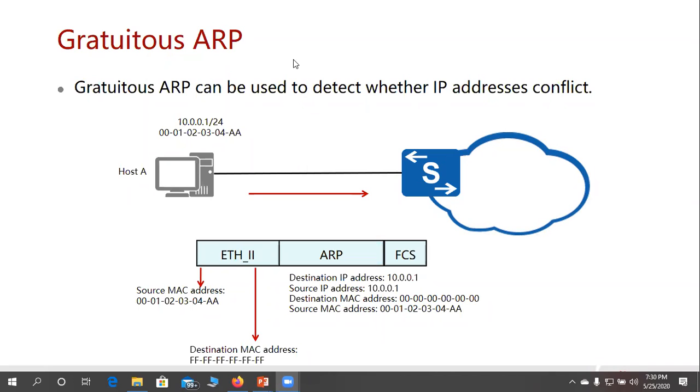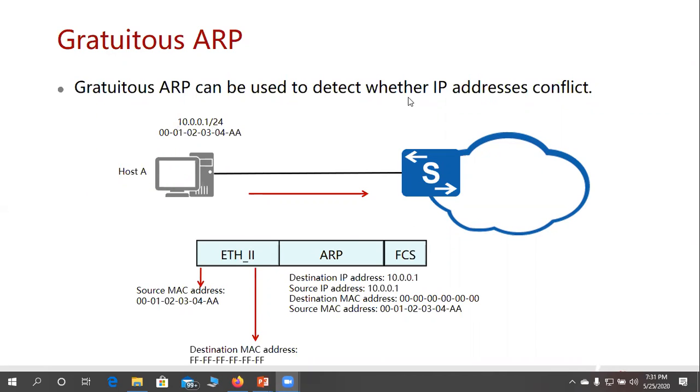Okay. So we have another type of ARP called gratuitous ARP. How do we use this ARP? So when host A has been given an IP address and it wants to prove that it is the only one using that IP address, it is going to send a broadcast once more. You can see FFs, and it is going to put its IP address.